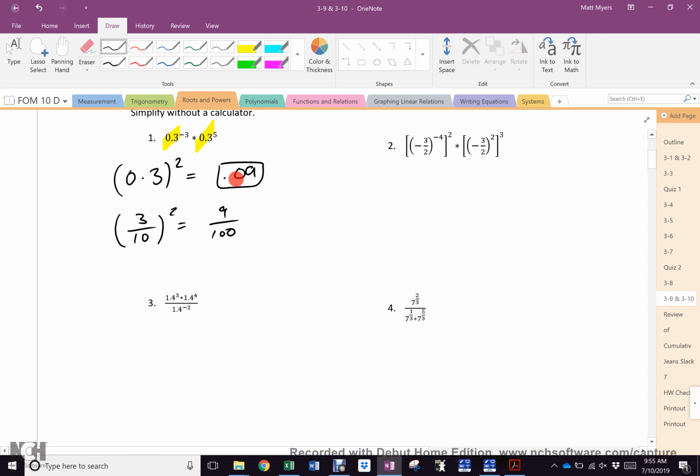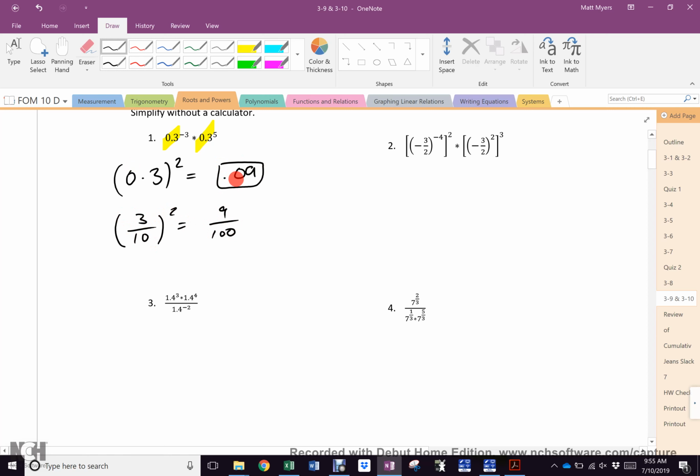Kids are often scared about number 2 because it looks very frightening. But what do you notice? They're the same base, aren't they? So all I got to do is my exponent rules. That is -8. That is 6. What's -8 plus 6? -2. So I have -3 over 2 to the -2.